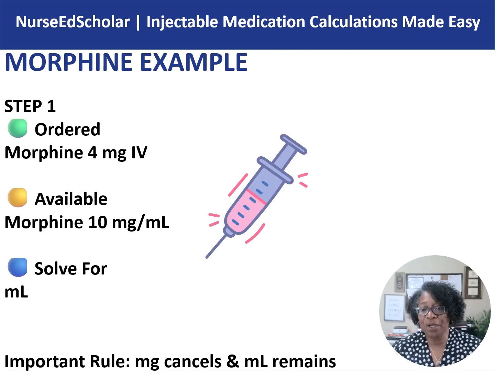So let's start. We're going to start with something simple, morphine. You have a patient. Your patient needs morphine 4 milligrams IV push for severe pain. All right. And as you know, morphine is an opioid that's used for pain. So the order is 4 milligrams, but the hospital only has 10 milligrams per milliliter. Okay. So how would we solve for this? How would we set this up?